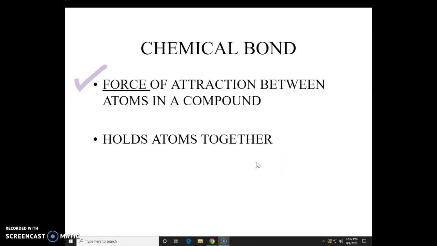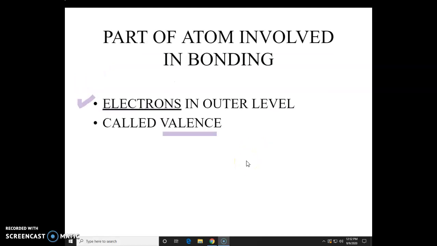All right, so a chemical bond is a force of attraction between atoms in a compound, and it's what holds atoms together to make sugar and cholesterol and hemoglobin and water. It's this bond, this attraction. And what is involved in that? It's the electrons we find in the outer level. You probably learned in 8th grade those are called valence electrons. Valence means the outside level of something. So that's your valence, your outside electrons.